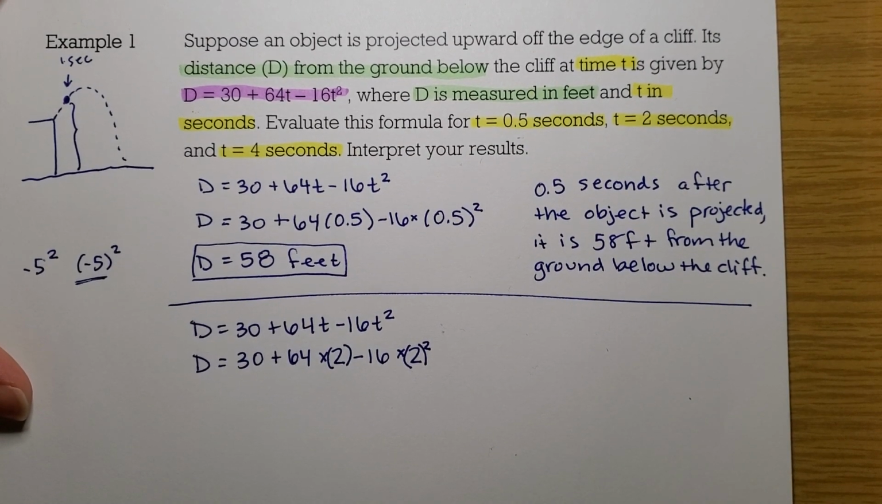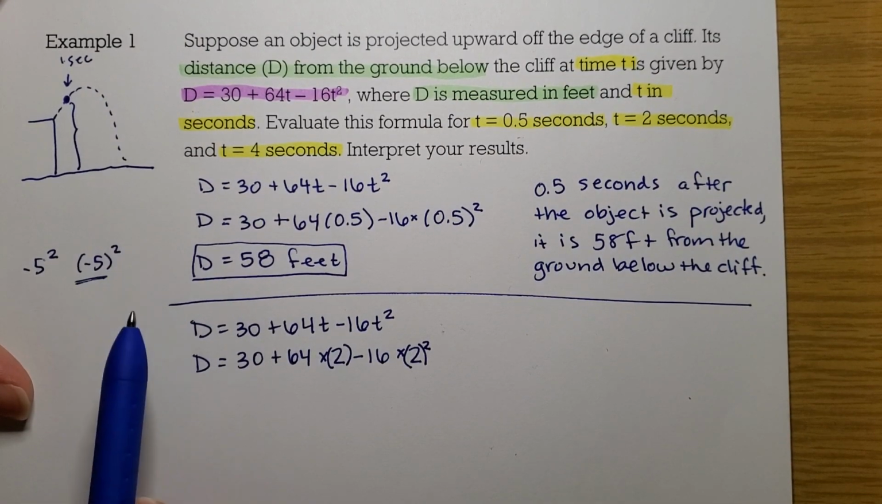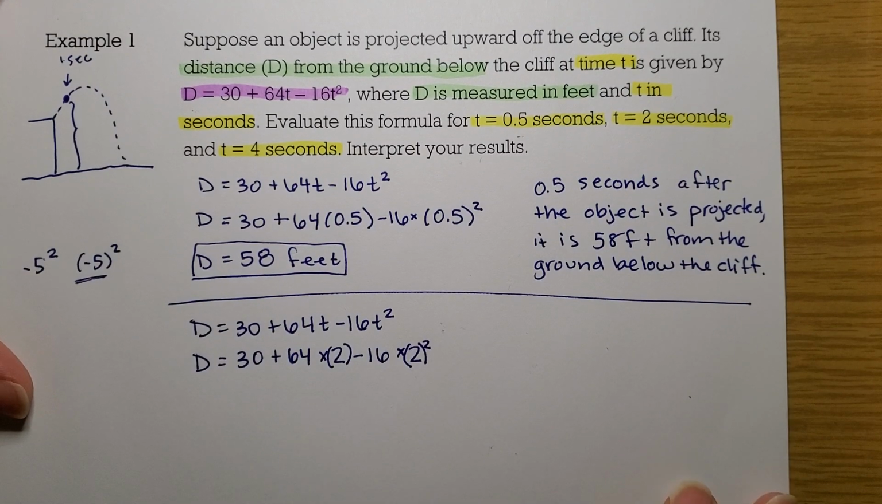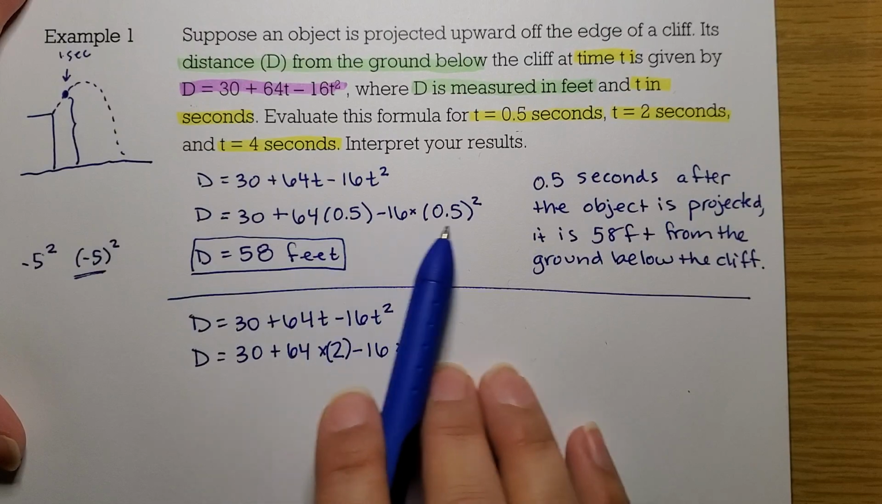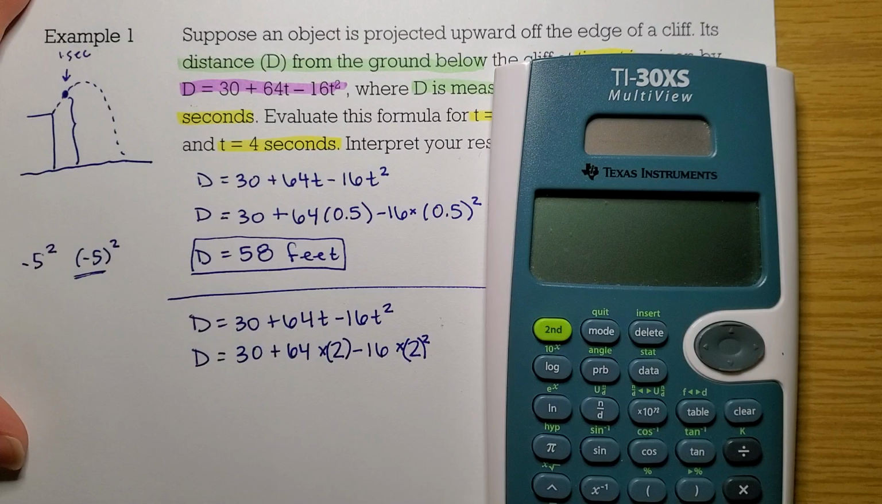If you feel like you're going to remember those parentheses when you need it, i.e. when you have a negative to a power, then you can be a little bit sloppier. It's up to you. I know for me, until I became really comfortable with math, I was going to put those parentheses all the time, which is why I probably still instinctively put them up here. But either way, we can just go ahead and figure out our result. So we have 30 plus 64 times 2 minus 16 times 2 squared, and that gives me 94.